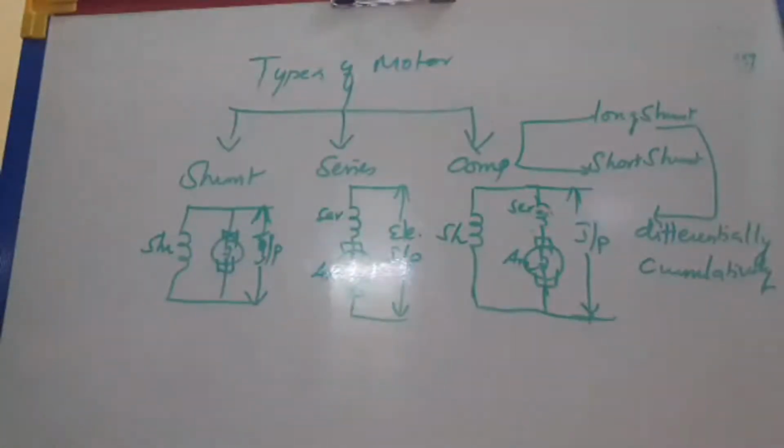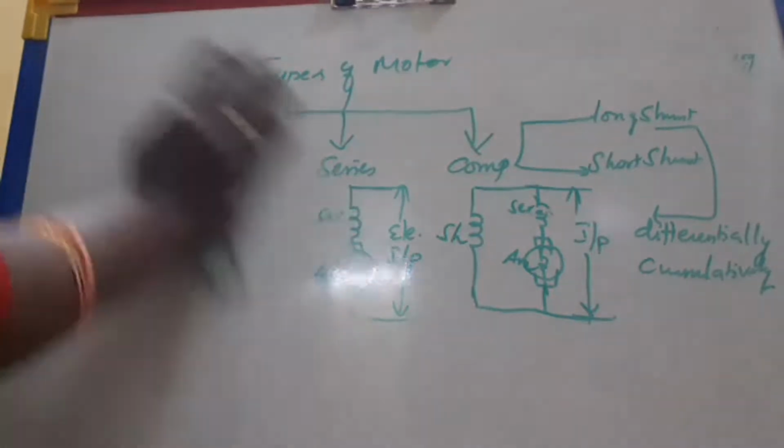Also, we have to take the characteristics of the generator and the characteristics of the motor. In the characteristics of the motor, we take the performance characteristics, that is in terms of speed, input current, and efficiency. In the case of the generator, we take the open circuit characteristics and load characteristics, that is internal characteristics and external characteristics. Internal characteristics are the open circuit, OC characteristics, and external characteristics are taken with respect to armature current and field current.